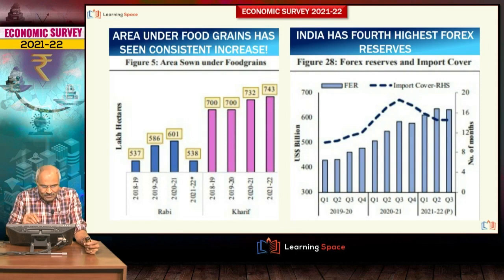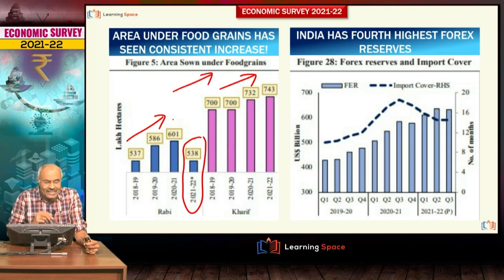And here you see food grains. Area sown under food grains, Kharif, has seen a consistent increase. Rabi also has shown a consistent increase, because these are the figures for only part of the period. So therefore, area under food grains has seen a consistent increase. India has the 4th highest foreign exchange reserves, and the import cover is sufficient for around 13-14 months or so. And now the foreign exchange reserves are more than $600 billion. Now India has the 4th highest foreign exchange reserves.